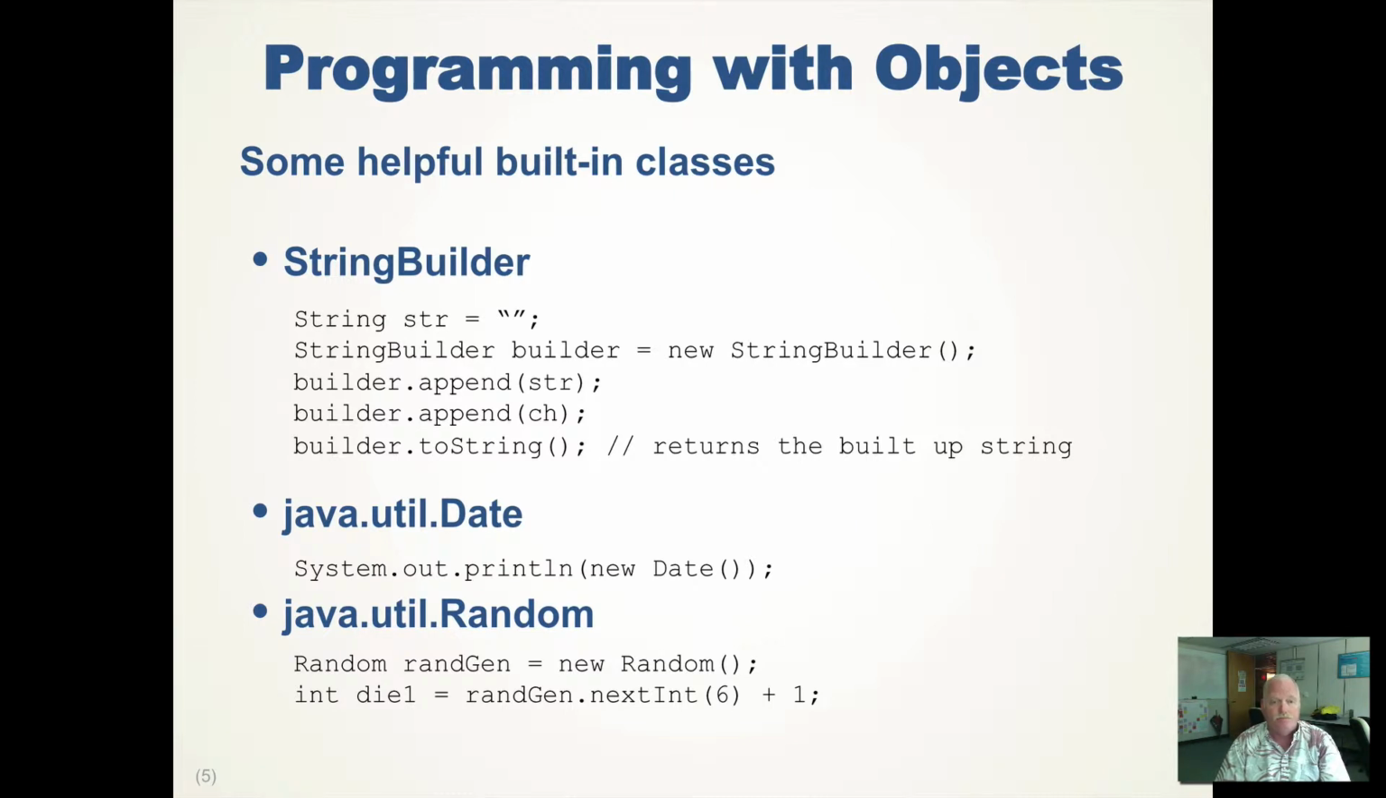It's a nice class that has some very nice features, and it does produce random numbers for you. So those are 3 examples. The StringBuilder class is in java.lang, so you can just use it like you do for strings. The Date class and the Random class are in the util package, so you'll have to import them into your program.